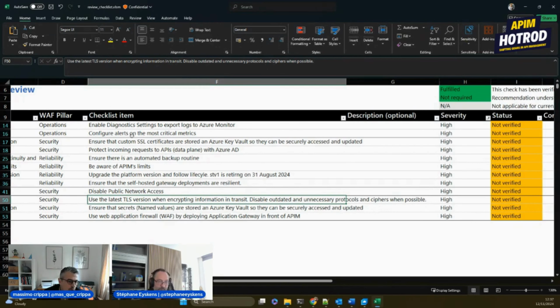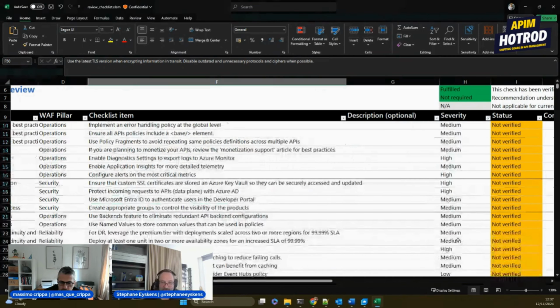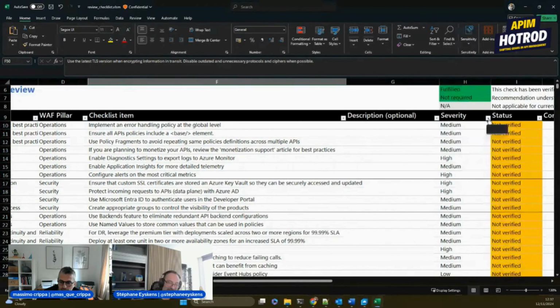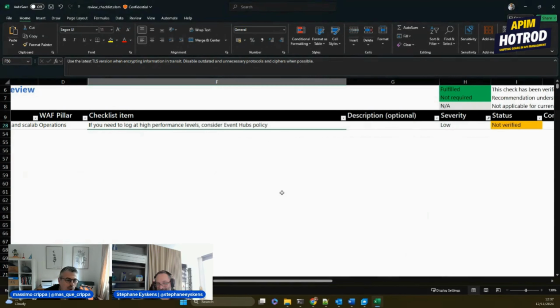We were not going through, of course, all the checks. There are 44 or so we saw before. We could go through the 44, but then it would take half a day to record. But now, let's look at one of the low ones.